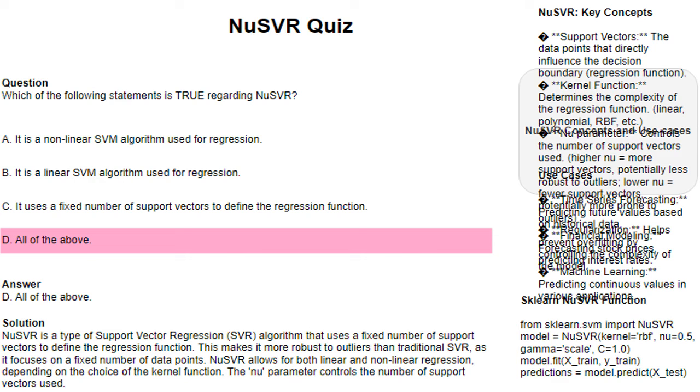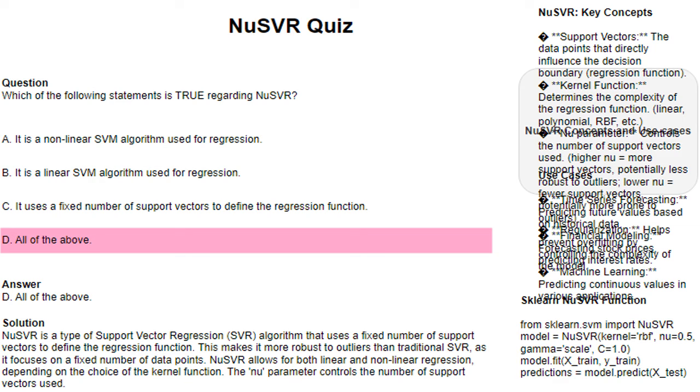Nu parameter. This parameter is unique to NuSVR. It directly controls the number of support vectors used in defining the regression function. This number affects the model's robustness against outliers. A higher nu might result in more support vectors, potentially reducing sensitivity to outliers, while a lower nu might lead to fewer support vectors, potentially making the model more prone to outliers. Regularization. This is a key technique to prevent overfitting. It controls the complexity of the model, ensuring it generalizes well to unseen data and avoids being overly influenced by the training data.